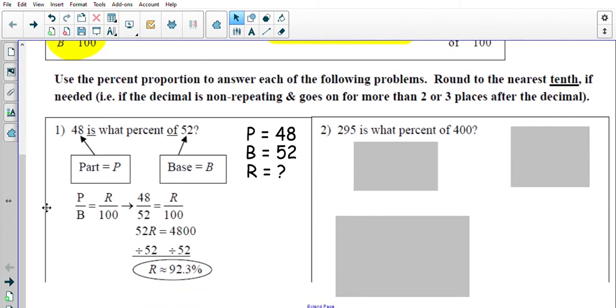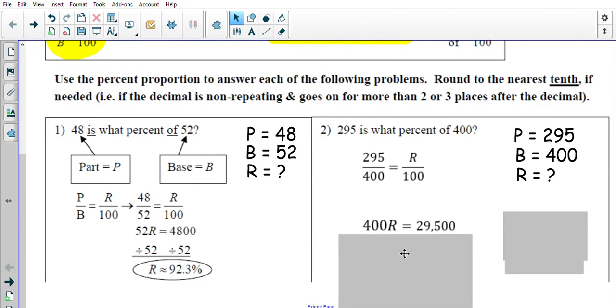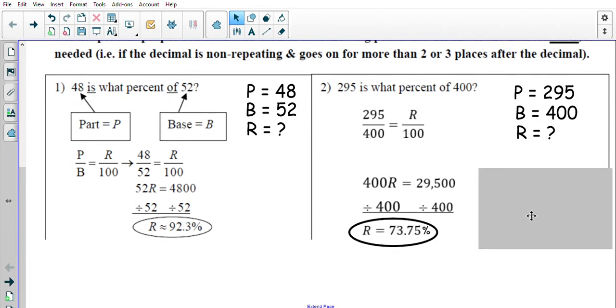Number 2, very similar to number 1, 295 is what percent of 400? So R is my unknown again. The base is 400 because it's what percent of 400. 295 then is the part. Let's plug them in. P over B is 295 out of 400 equals R out of 100. Let's cross multiply. 400 times R is 400R. 295 times 100 is 29,500. Divide both sides by 400 and you will get a solution of 73.75%. There's really no reason to round in this case since it's a short enough decimal.